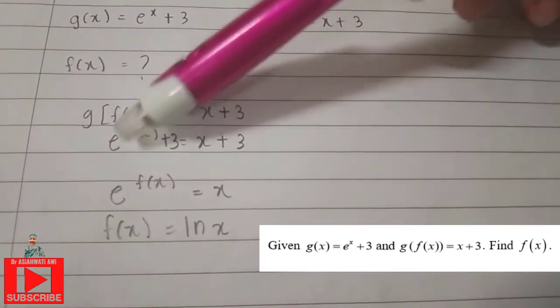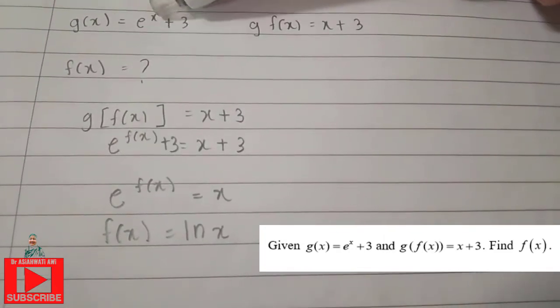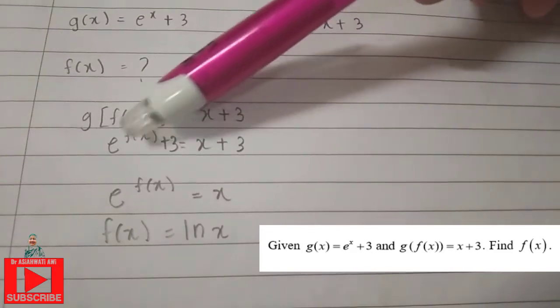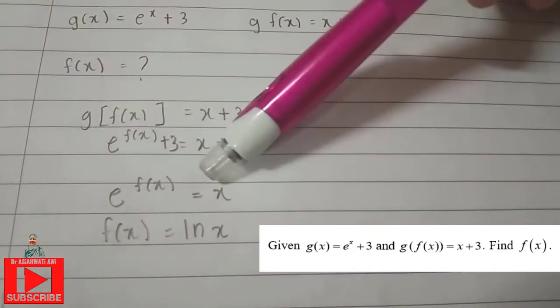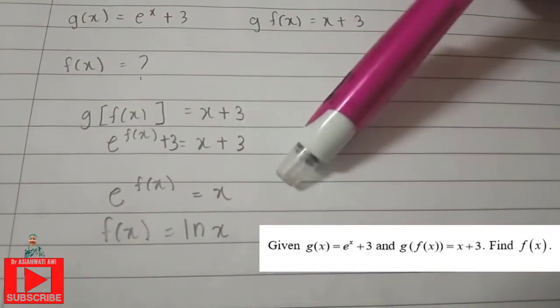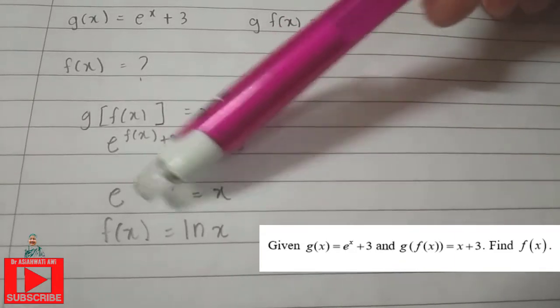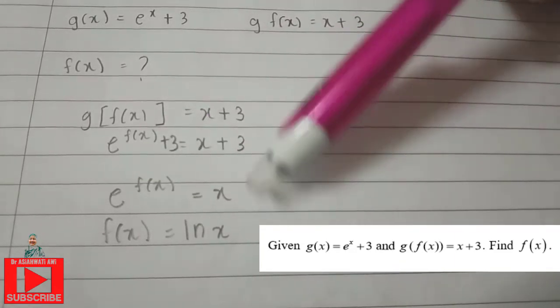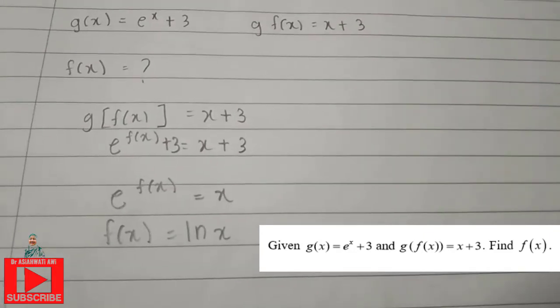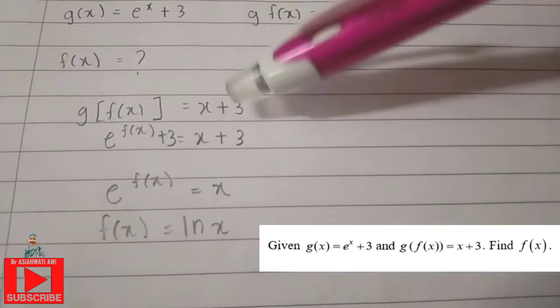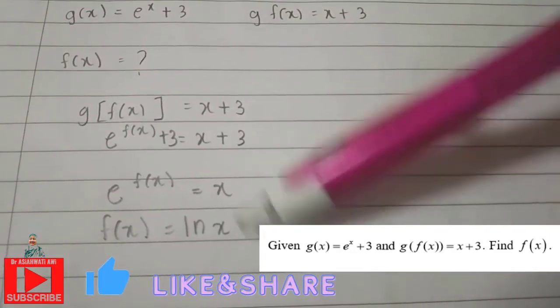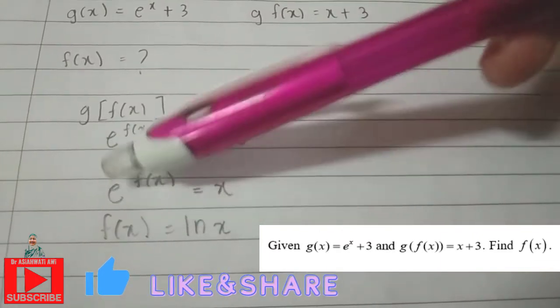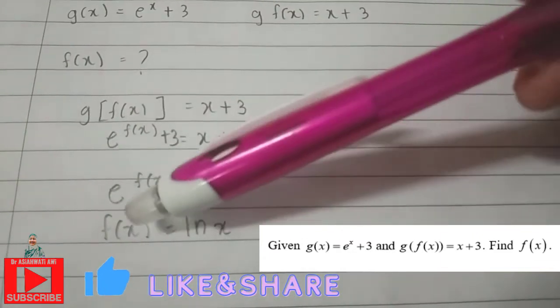So we just substitute, we get e power of f(x) plus 3 is equal to x plus 3, and then we get e power of f(x) equal to x, because 3 minus 3 is 0, and we can change it into ln, which is ln x equal to f(x).